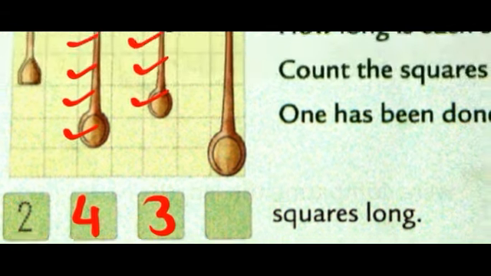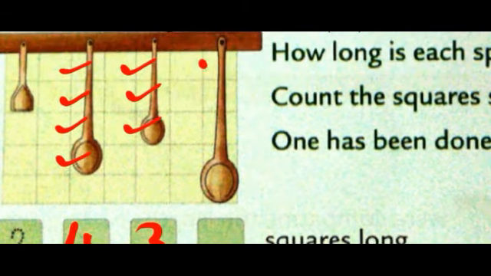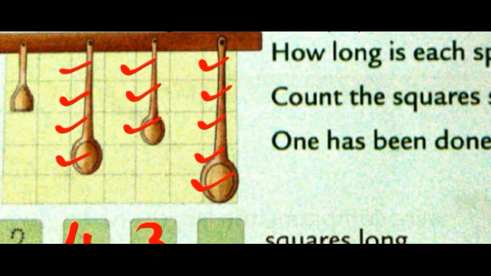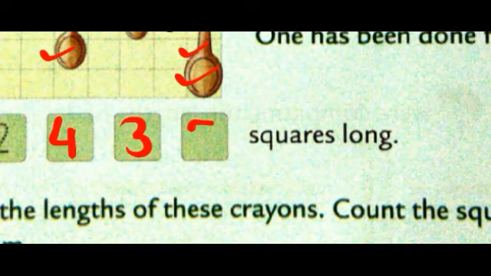Okay, let's see the next one now. 1, 2, 3, 4, 5. This spoon is about 5 squares long. So this is the way we measure length by counting squares.